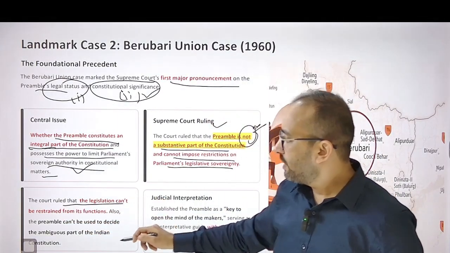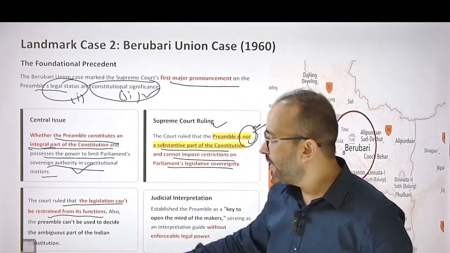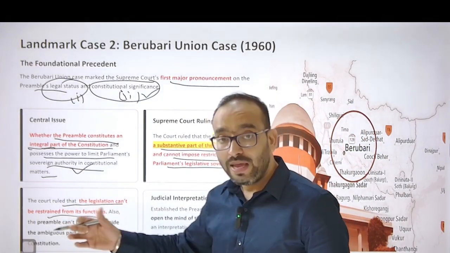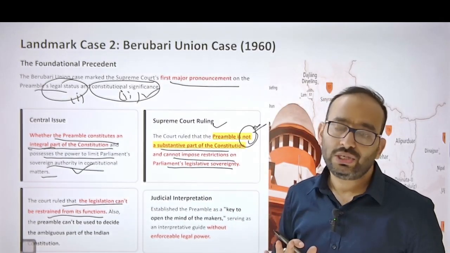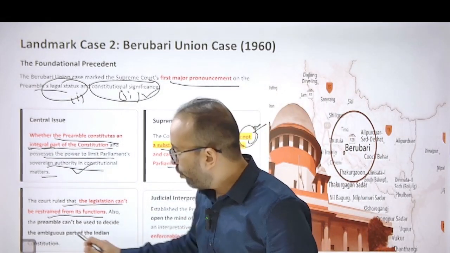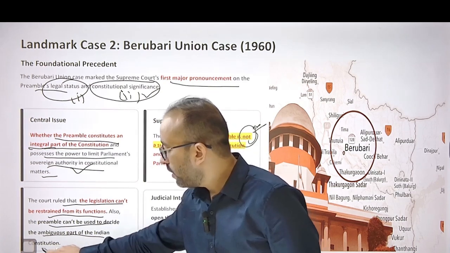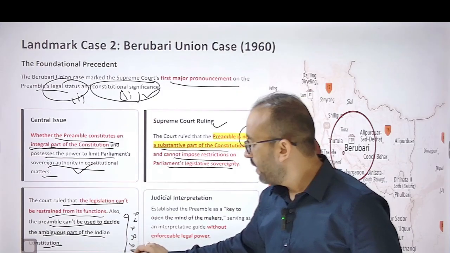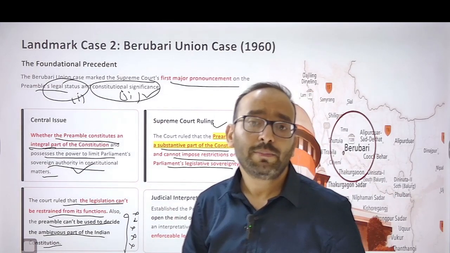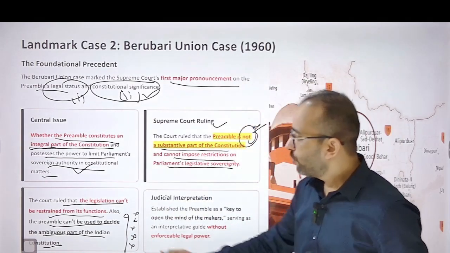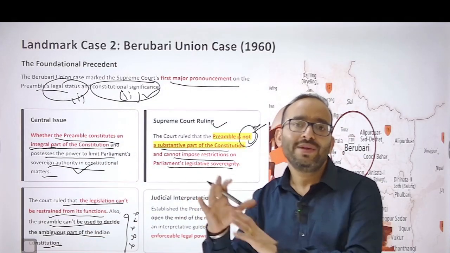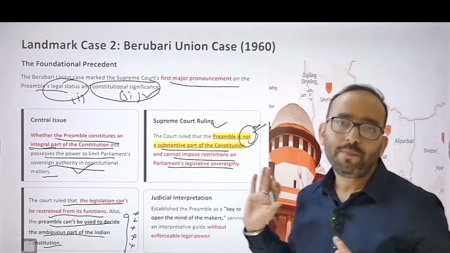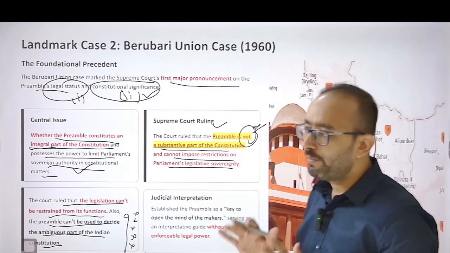Other interpretations of the judgment are that legislation cannot be restrained from its function, that the function of parliament is to enact law. So they can make a law and the preamble cannot restrict it because it is its core function. Also, the preamble cannot be used to decide an ambiguous part of the Indian constitution. Here it is very important that they are not allowing the preamble to help in the interpretation of the constitution, which we will see later on. So the Supreme Court said that the preamble cannot be a guiding light for interpreting the provisions of the constitution. It will not be of any help for interpretation.